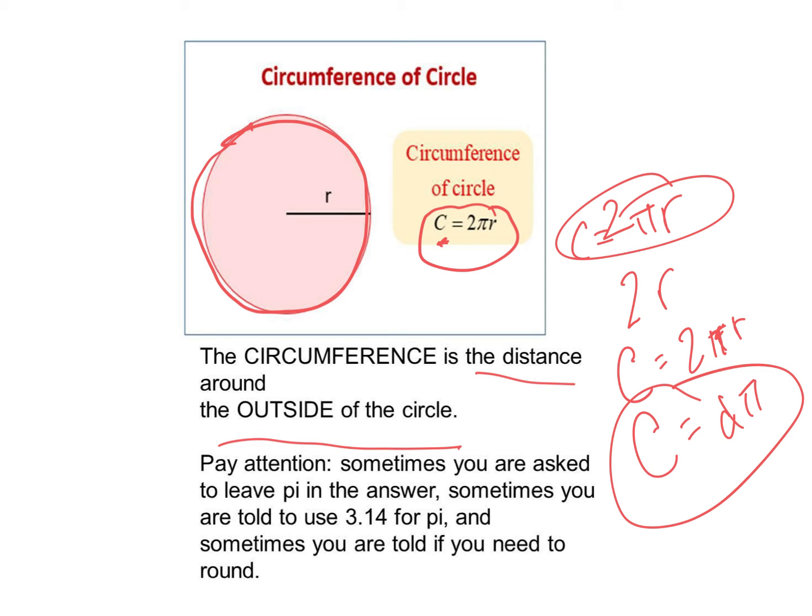Pay attention. Sometimes you are asked to leave pi in the answer. Sometimes you're told to use 3.14 for pi. Sometimes you're told to round. 22/7 is also used for pi a lot. That's an approximation, obviously. If they don't tell you to leave pi in, or to use 3.14, or to use 22/7, use the pi symbol. Leave the pi symbol in if they don't tell you anything else.